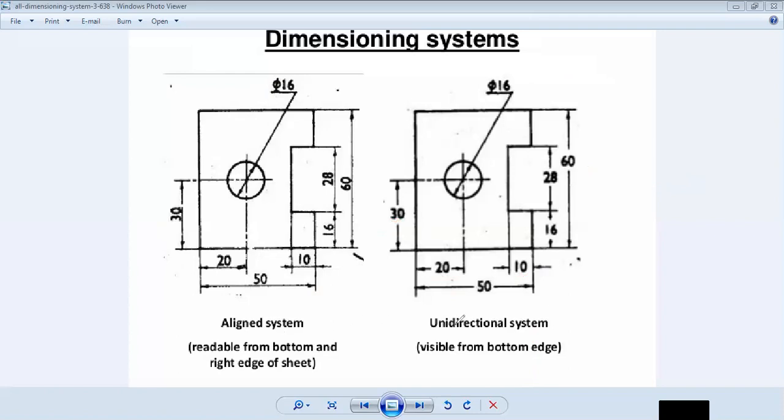When you are required to give dimensions to your object, you need to follow a particular method. Understand? Now one more difference is that in unidirectional you break the line, so the numerical value is written in between the line like this. You break the line and write it between, whereas you don't break the line in the aligned system. Clear this much? Everyone? Okay, so these are the two systems.